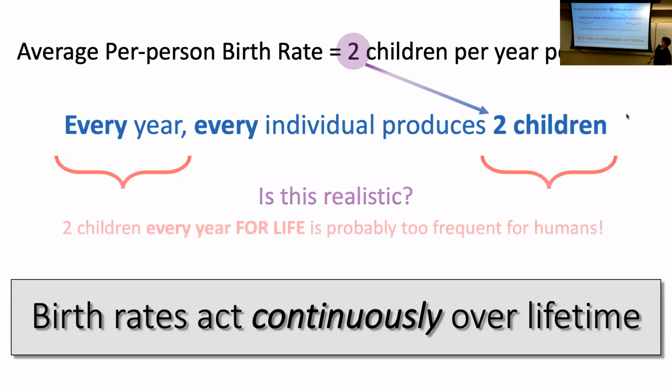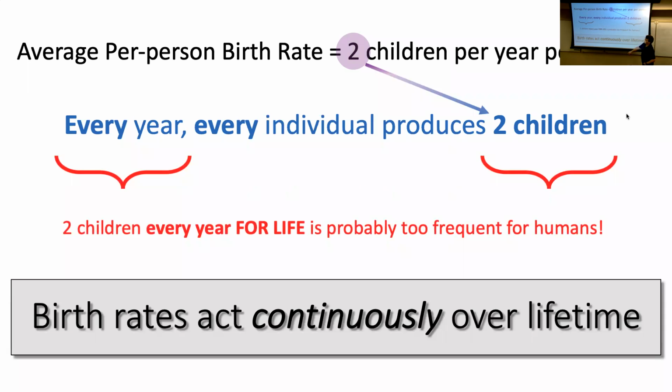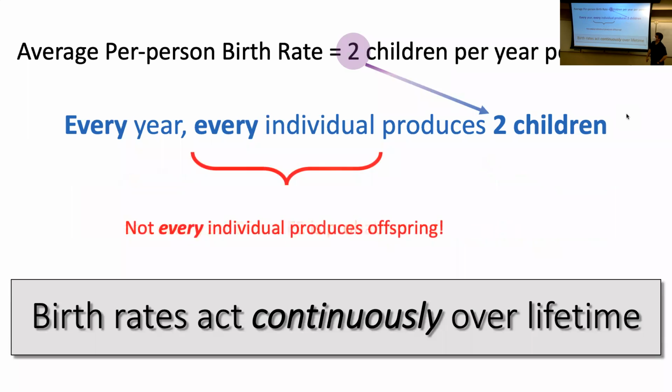Like I said, this isn't really realistic. It's too fast. Really, I want 2 children on average for life, not 2 children every year for life, right? Because that's way too much.